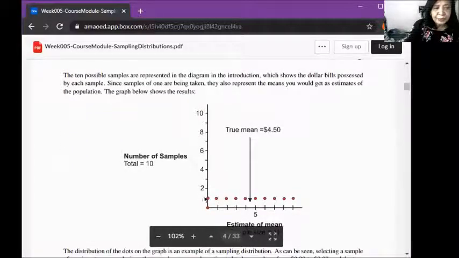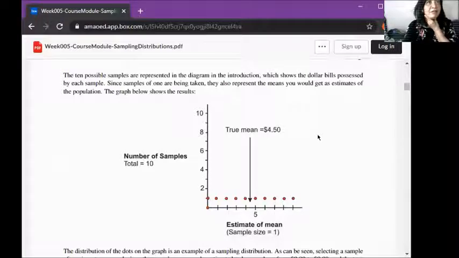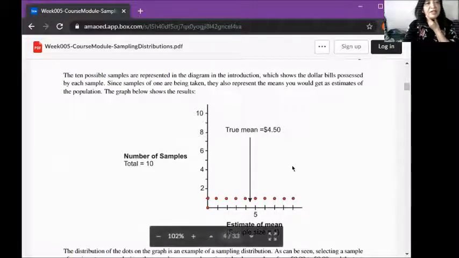So for 0, you have 0. For 1, you have 1. For 2, you have 2, for 3, you have 3, for 4, you have 4. But the true mean is $4.50. The sum is 45 divided by 10, and we will get $4.50.